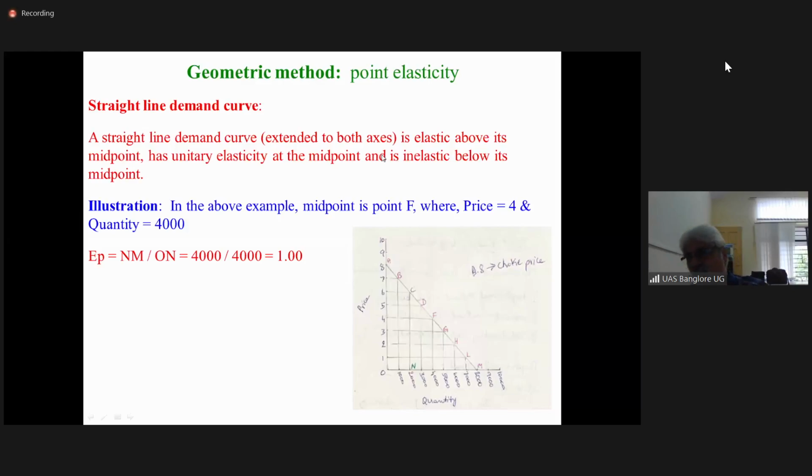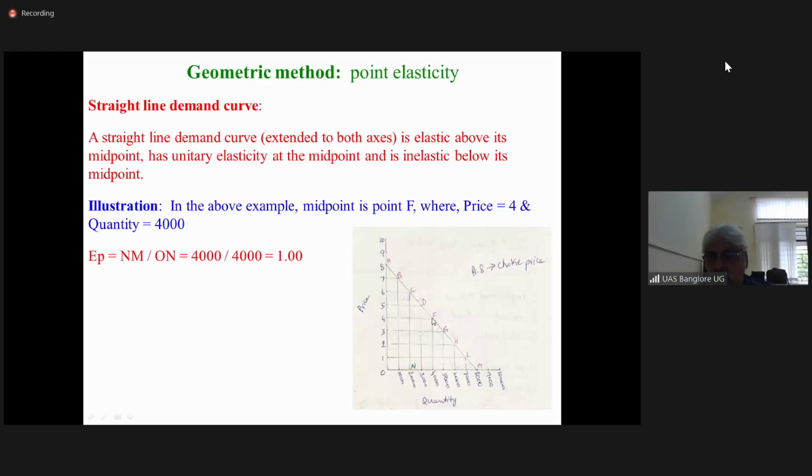We'll just check this, just for illustration. In the above example, the midpoint is F. The price at midpoint F is 4 rupees and the quantity is 4,000.